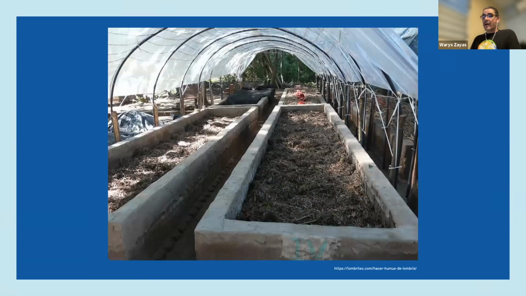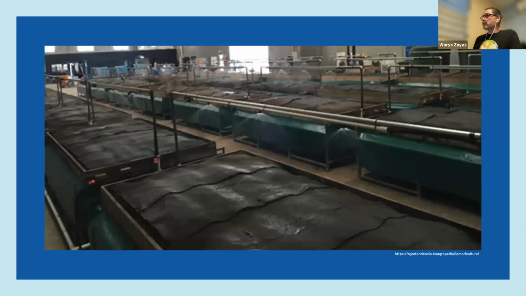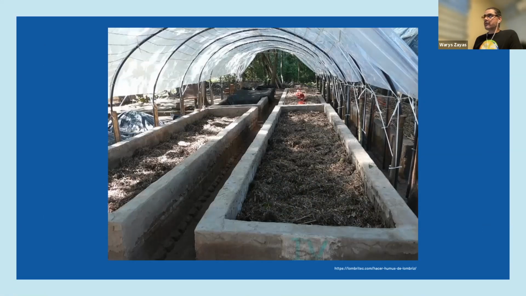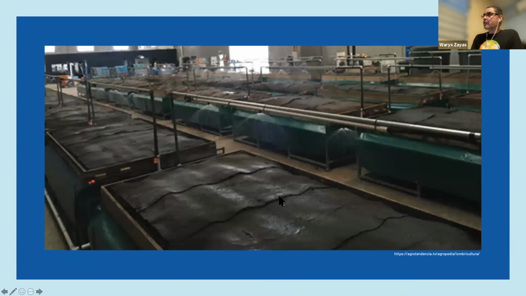It's really common too to have the beds made out of blocks and concrete, like the one we have here. But if you look at all the pictures I will be showing, one common thing is that all of them have a roof or are under a roof, right? One of the main reasons is to control water inside your worm beds. Another thing that is really common, as you can see here, is that they use a cloth to cover the worm bed.